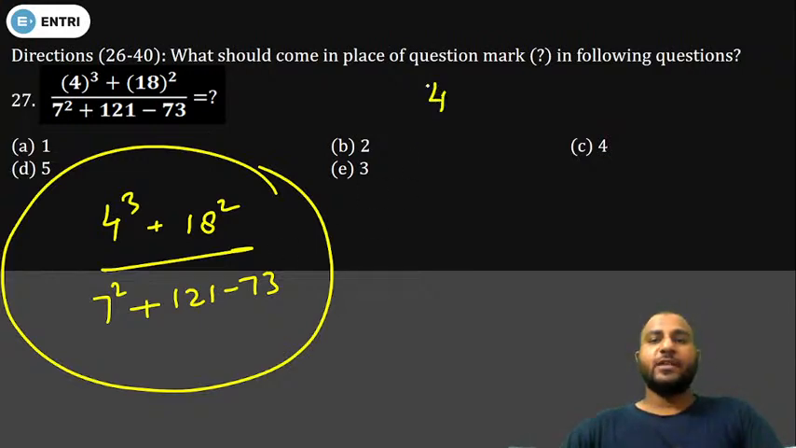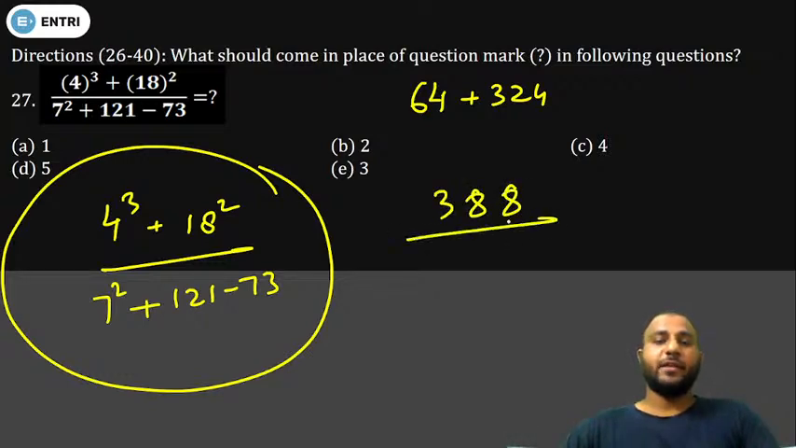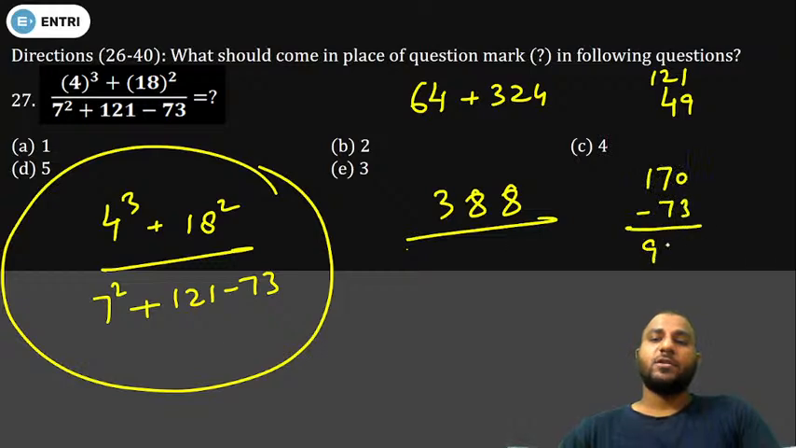4 cube plus 18 square: 64 plus 324. You must know all the squares, approximately all the squares. 8, 8, 3 divided by... look, 49 plus 121 gives you 170. 170 minus 73, which means 97.